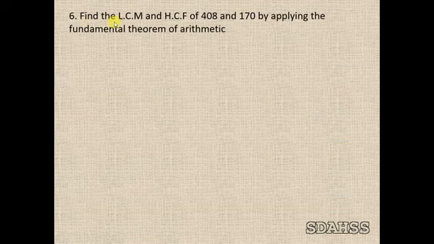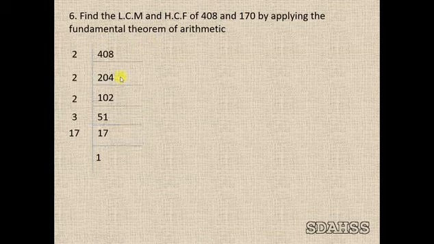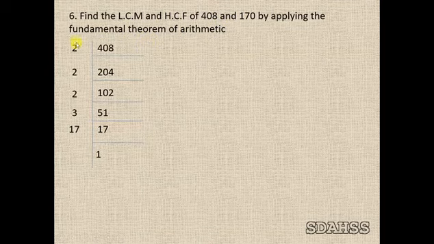Sixth sum. Find the LCM and HCF of 408 and 170 by applying the fundamental theorem of arithmetic. First you consider 408. 408 can be divided by 2 table. Then you will get 204.